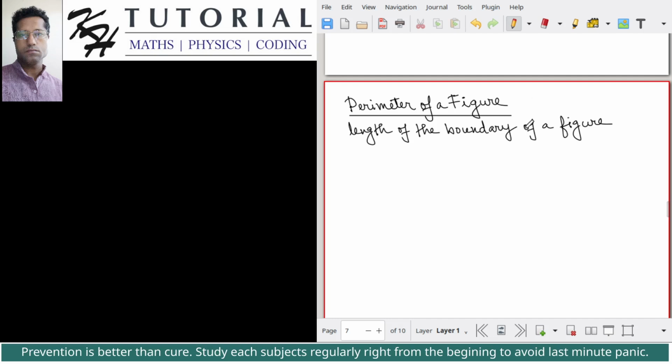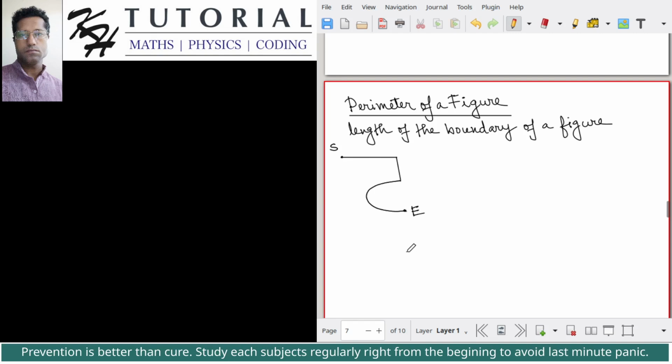Now let's try to understand what is meant by the boundary of a figure. Let's draw a few figures. I have drawn this figure, so definitely this is a figure. This was my starting point. Of course, this is not a closed figure. This is an open figure, because this was my starting point and this is my end point.